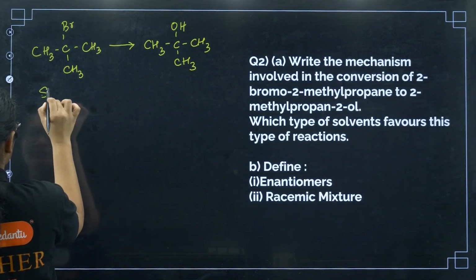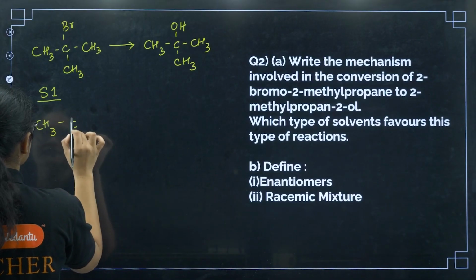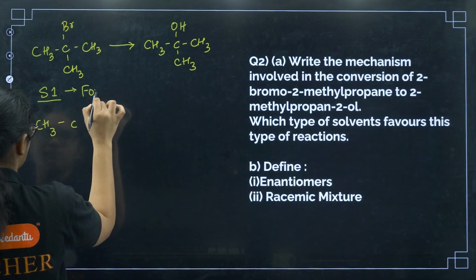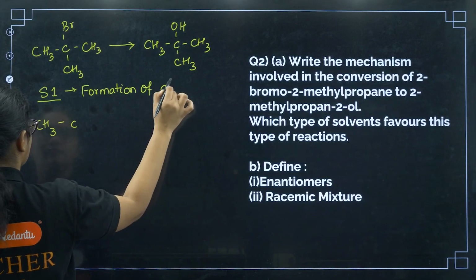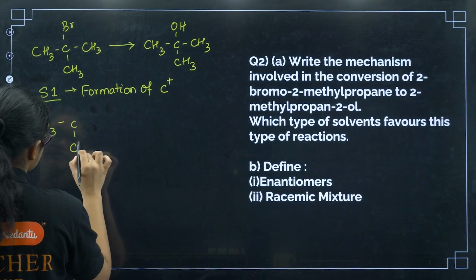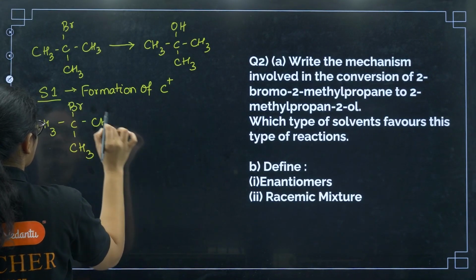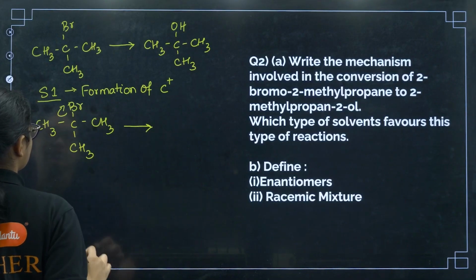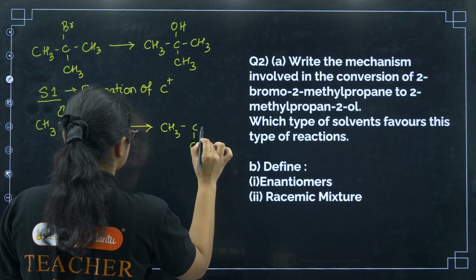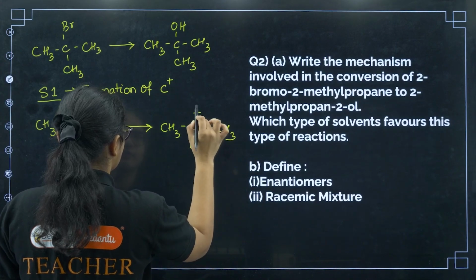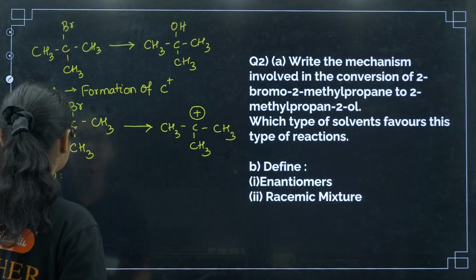If I write step number 1, step number 1 is formation of carbocation. So (CH3)3CBr, and then what happens here, the bromide leaves, and we will get here (CH3)3C+.